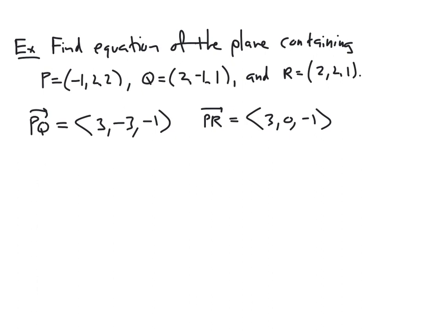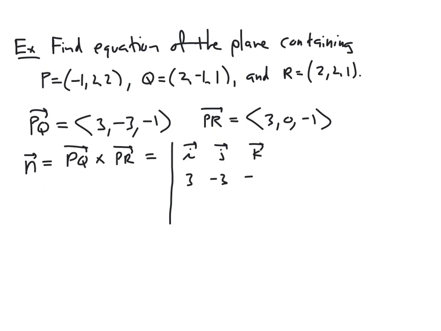So now to find the normal vector, which we call n, we can take the cross product of these 2 vectors, PQ and PR, or if you found other vectors in the plane, the cross product of those 2 vectors. Right? So we will go back, we'll use a determinant here to compute this cross product.